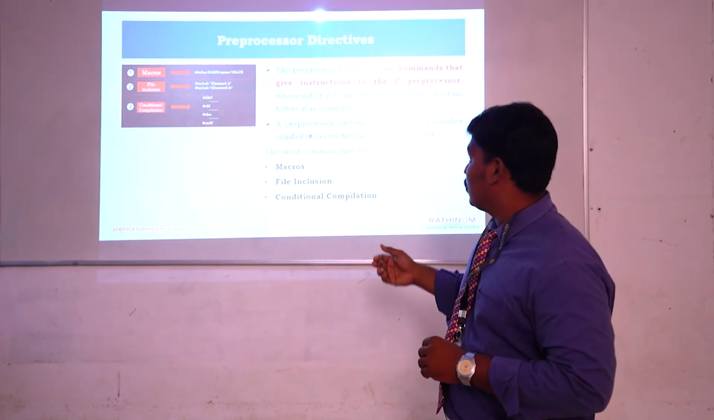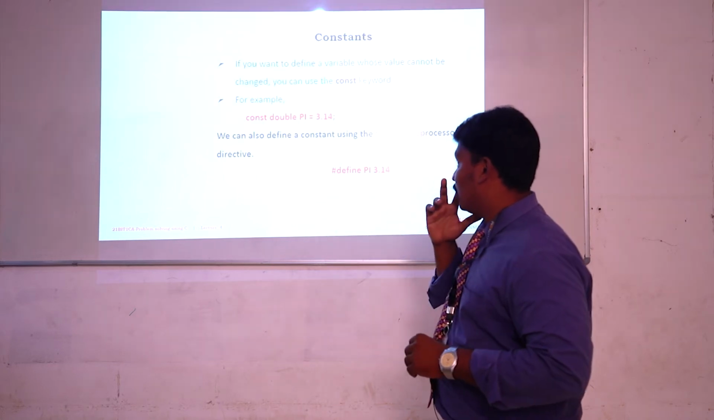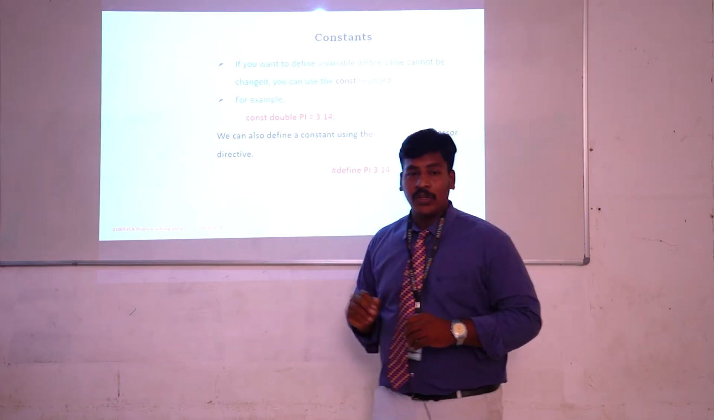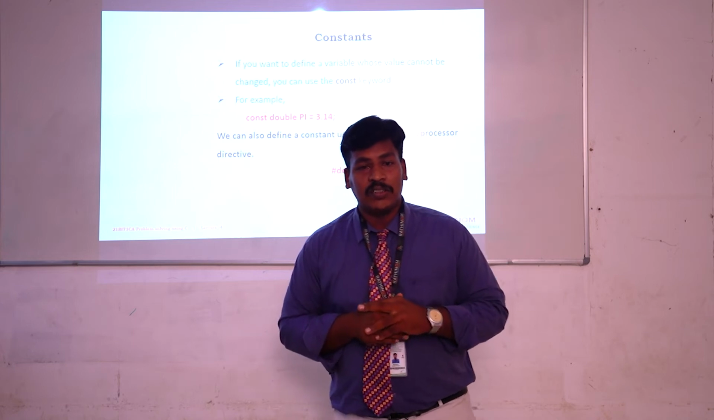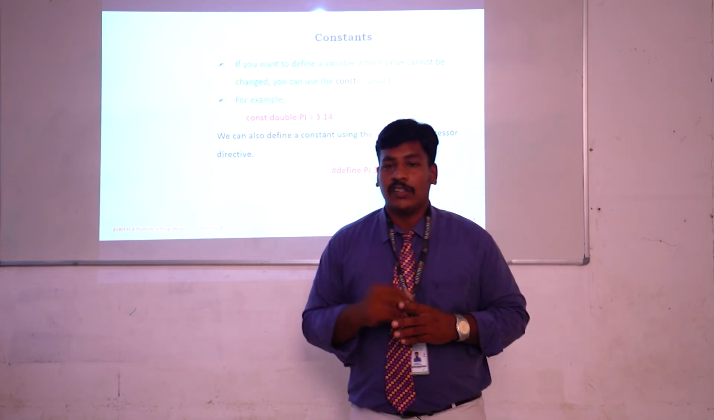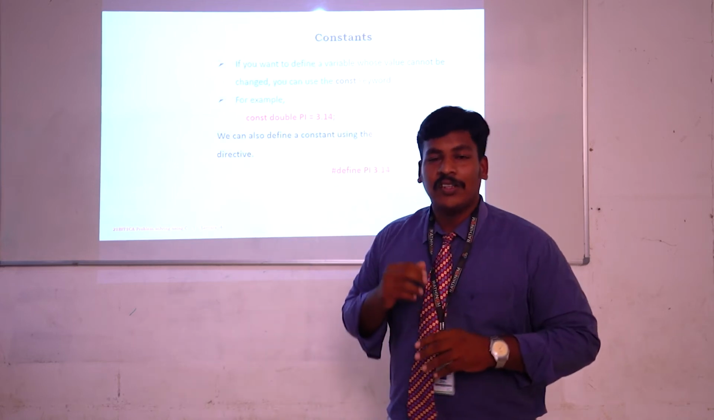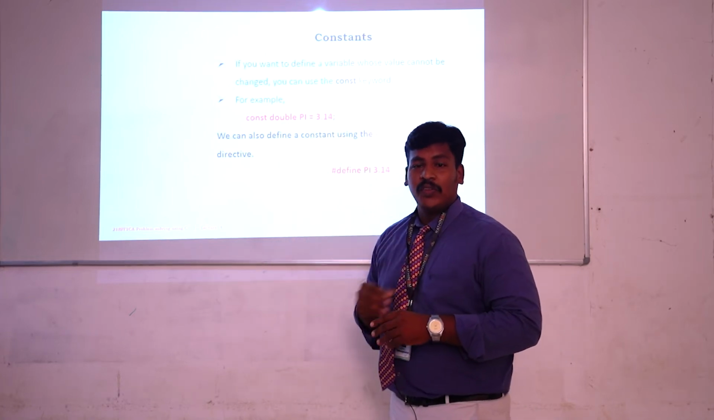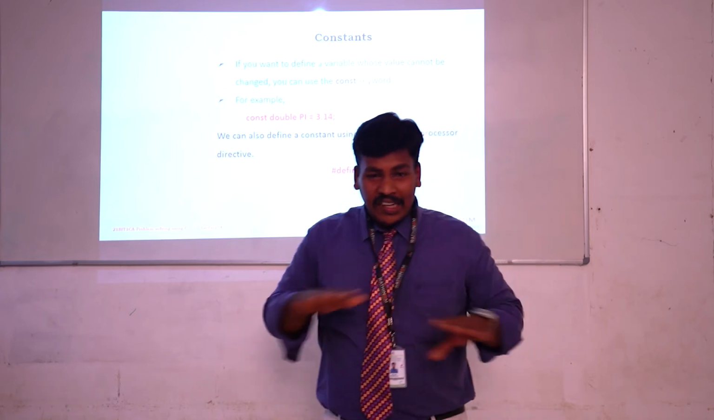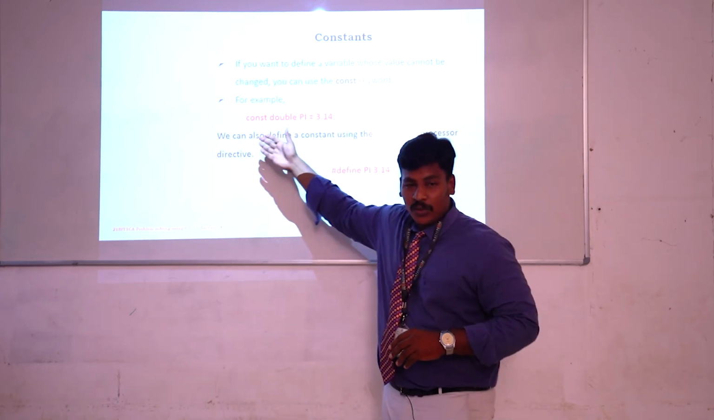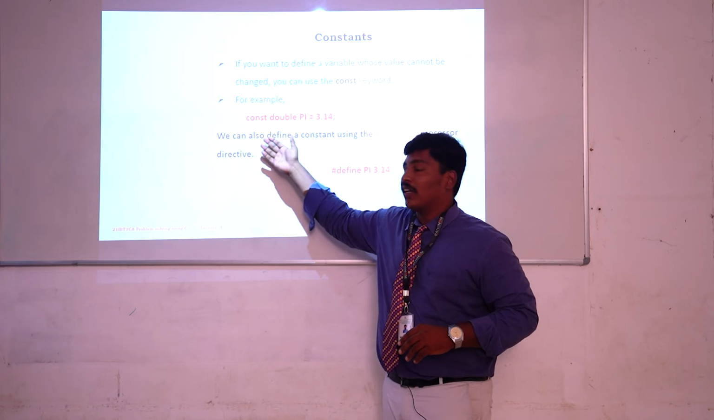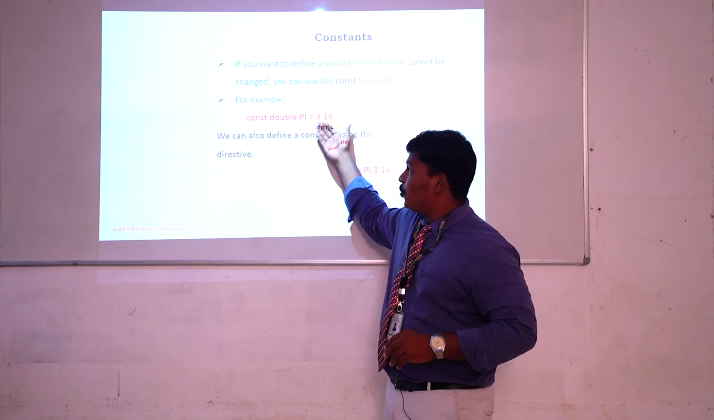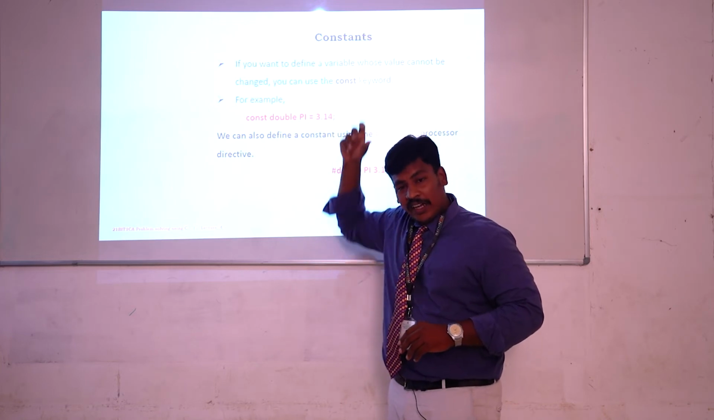The next. Suppose we know the area of a circle. The formula, yes, is pi r squared. The pi value is 3.14. We know this is a constant value, it cannot change. So we fix the value with the keyword const. The value of pi is not changed in the entire program.